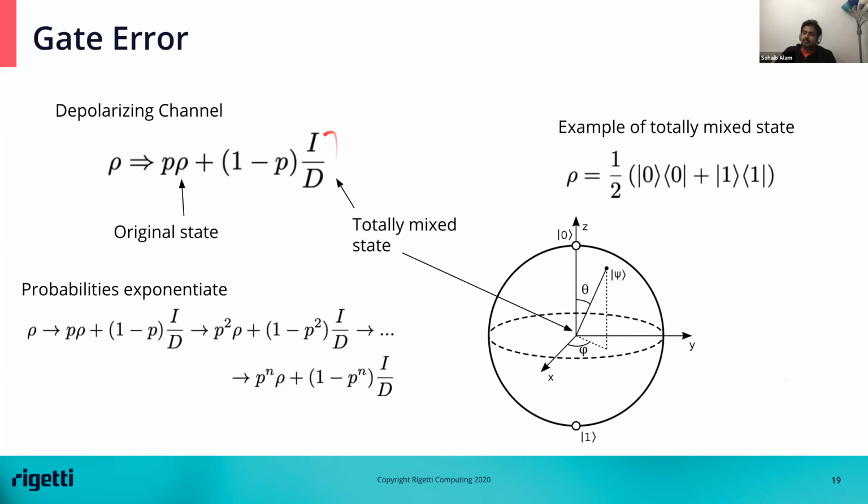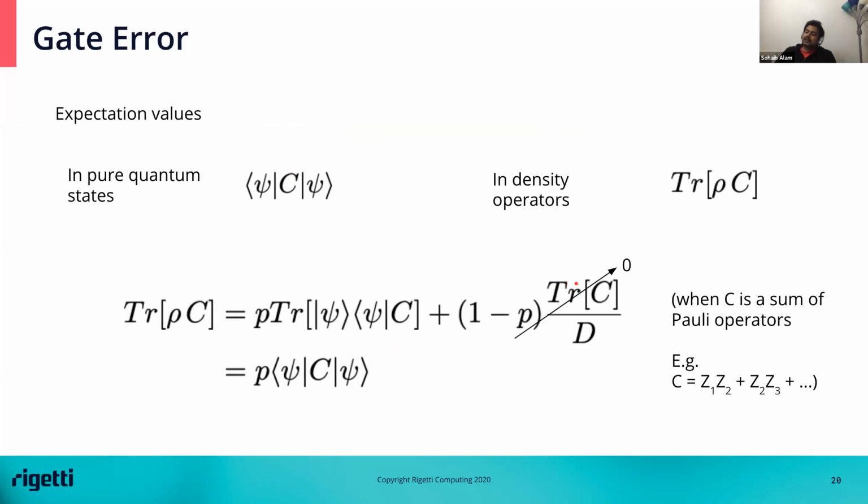And in that totally mixed state, basically any operator times the identity is that operator again. So basically what I'm taking is the trace of that operator. Now if it's an operator over qubits, then I can always express it as some linear combination of Pauli operators. And the nice thing about Pauli operators is that their trace vanishes. They are traceless matrices.